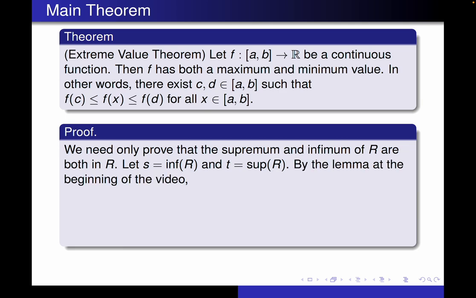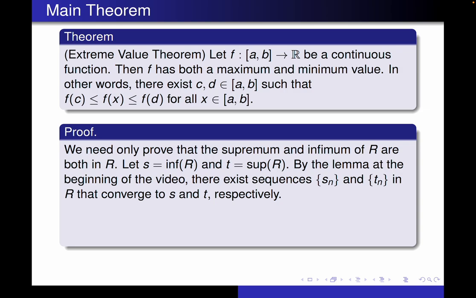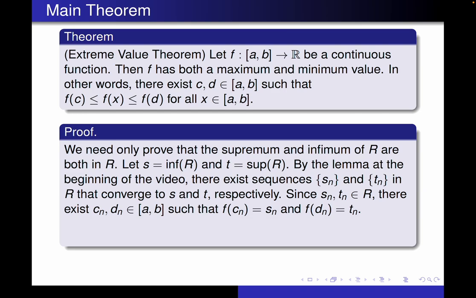So remember the lemma at the beginning of the video. We know that there exist two sequences: one, Sn, that converges to the infimum S, and then Tn that converges to the supremum T, right? That is true for any set that's bounded below or bounded above. There's always a sequence that converges to the infimum, and there's always another sequence that converges to the supremum in the set. So we know that Sn and Tn are in the range R. That means they have some inputs that give them as outputs. We'll call them Cn and Dn, hint, hint, such that f of Cn is equal to Sn and f of Dn is equal to Tn.